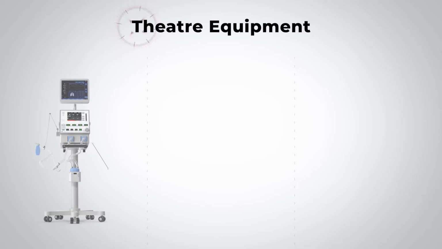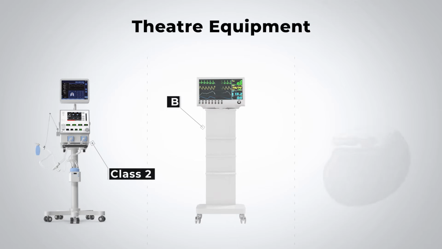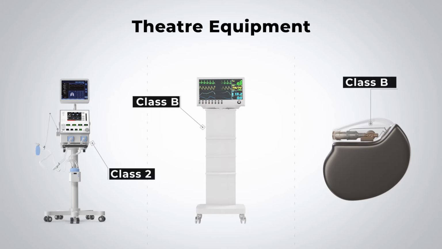It is important to note that theatre equipment must be Class 2, B or BC. Class 2 may be provided with a functional earth terminal or a functional earth conductor.